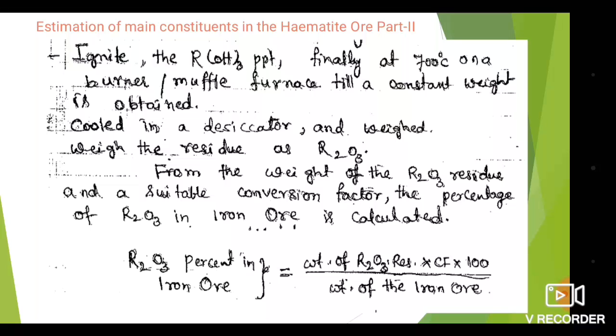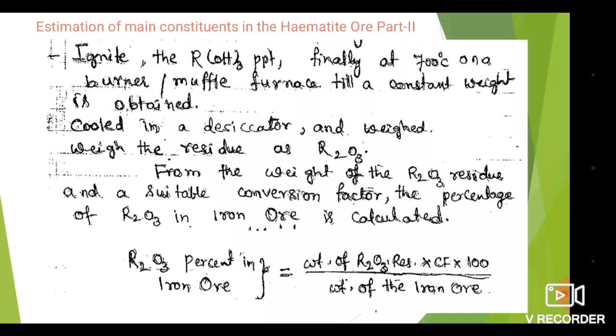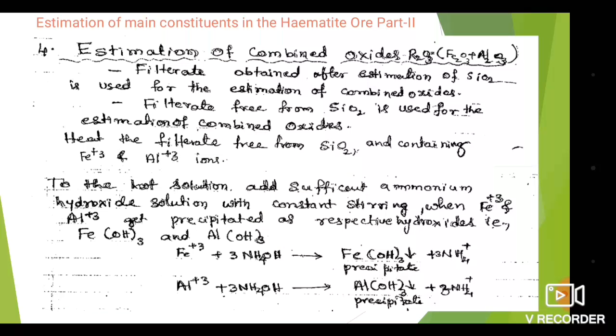So this is the formula for estimating the main constituent in the hematite, that is R2O3, the combined oxide in the hematite ore. So how is the combined oxide in the hematite ore determined? See, a simple method is there. Firstly, take the filtrate free from SiO2 and boil it, and in the hot filtrate add ammonium hydroxide solution with constant stirring.